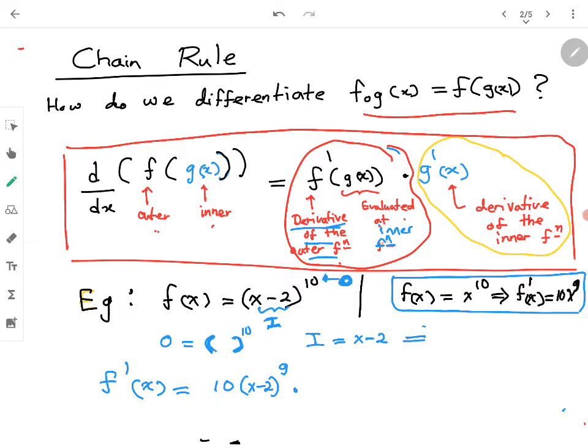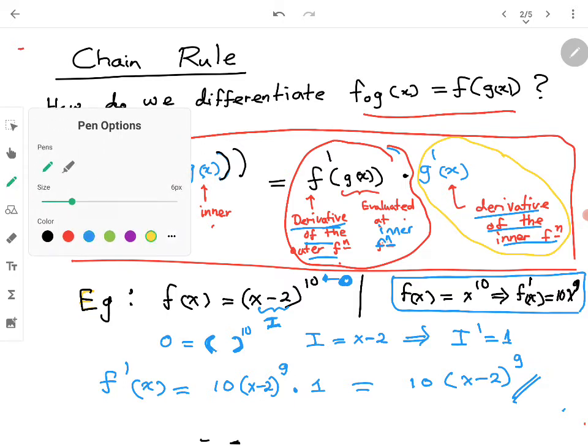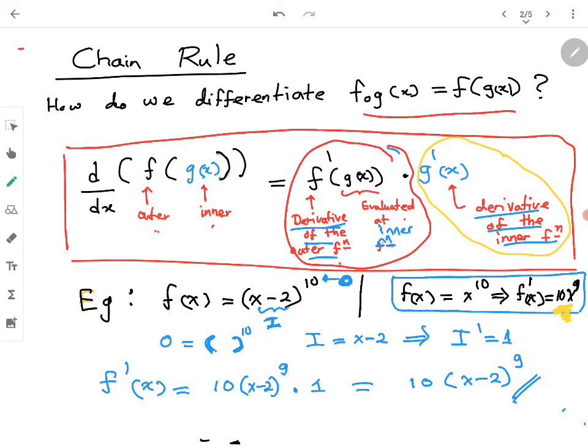Then the second part is the derivative of the inner function. So find g prime, which is what? 1. Derivative of x is 1, derivative of negative 2 is 0. So now just simplify this, you get 10 times x minus 2 raised to the 9. So you see the two answers are very similar, and we can get the correct answer using the chain rule.